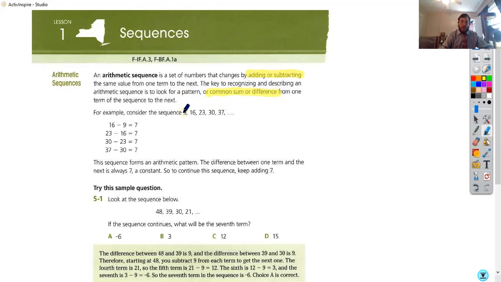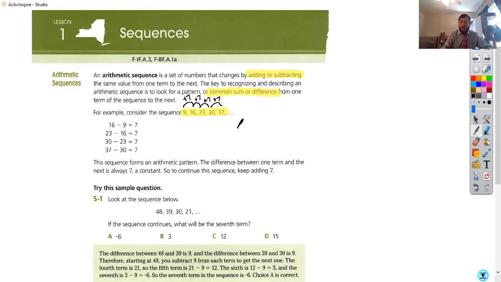So for example, if we have this sequence here, 9, 16, 23, 30, and 37, we want to see what are we doing from each term to get the next one. So to go from 9 to 16, what are we adding or subtracting? So in this case here, we're adding 7 to 9 to get to 16. We want to see if that continues to work. 16 plus 7, right, gets us 23. 23 plus 7 gives us 30, and 30 plus 7 gives us 37.